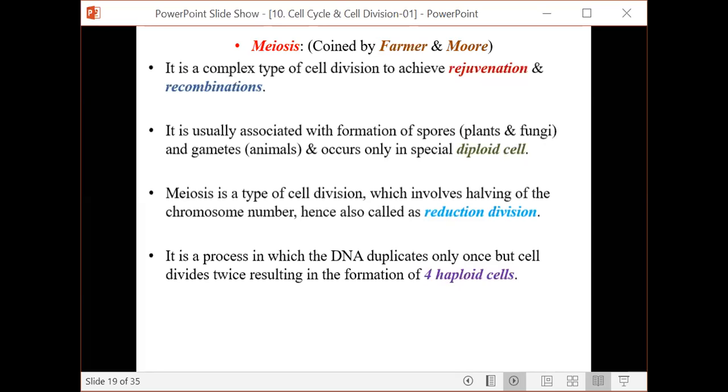So since DNA duplication is only once and the cell divides twice, it results in the formation of what we call four haploid cells. The cell participating in the division process is diploid, and the end product, the four new cells, have half the chromosomal content, that is haploid, only one set each instead of two sets.